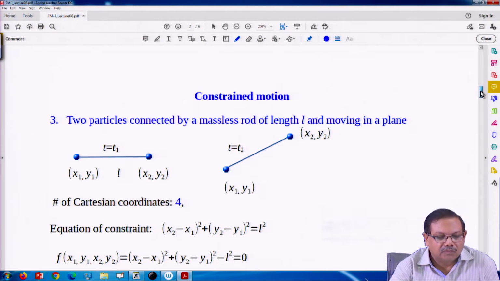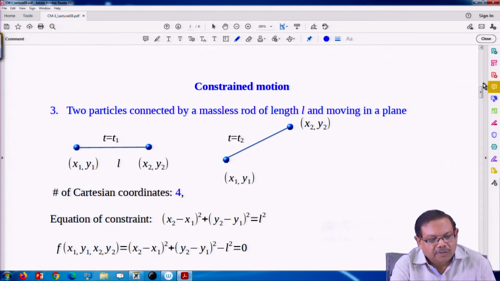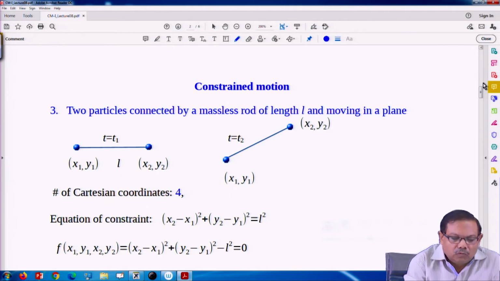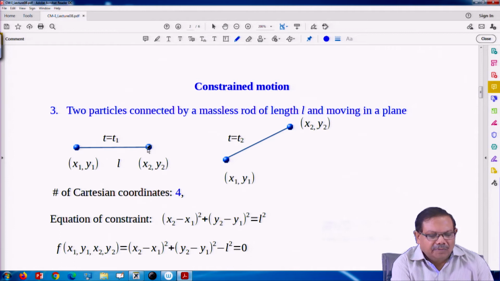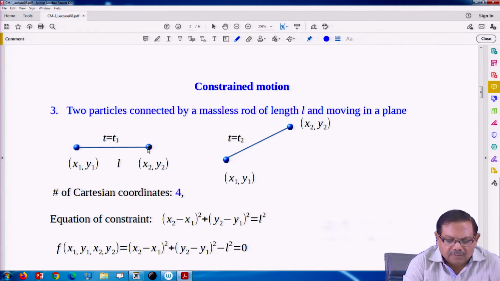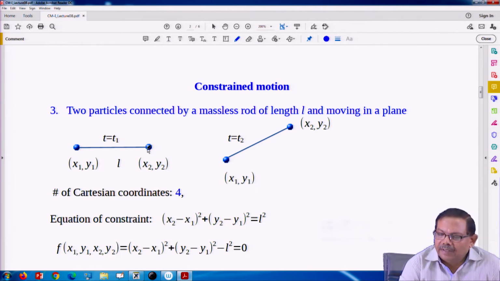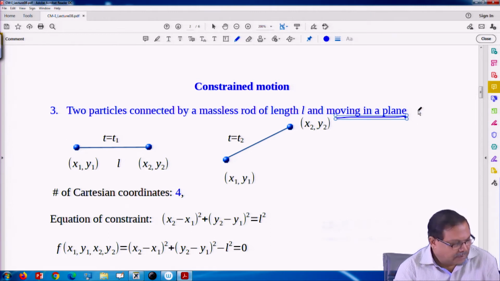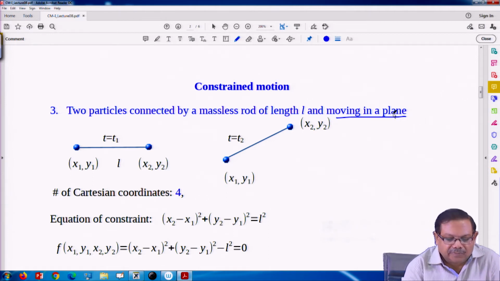Let us look at one more problem. So, in this problem, two particles are connected by a massless rod. So, there are two particles, they may be identical or non-identical particles, that does not matter, and they are moving in a plane. Otherwise the number of coordinates will also increase if they are moving in space.